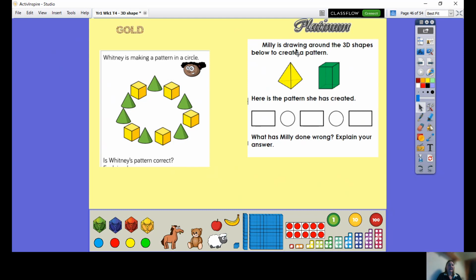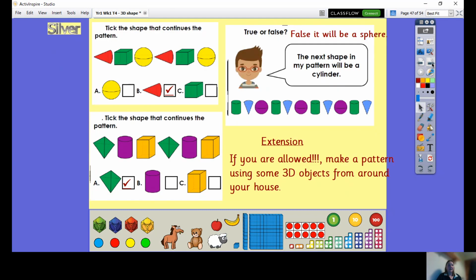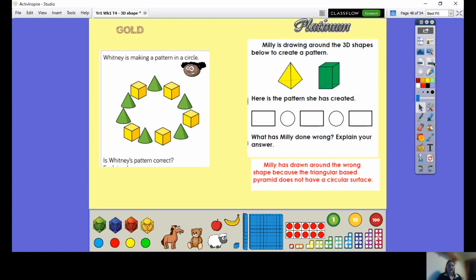And then here it says that Millie is drawing, so this is where again we're thinking about the shape of those faces. Millie is drawing around 3D shapes to create a pattern. Here are the patterns she has created. What has Millie done wrong? Explain your answer. Okay, so I'm going to pause the video here and we can go back to the silver, and then I'm going to move on to the answers. So there's the answers to the silver. And then the answers to the gold are here.